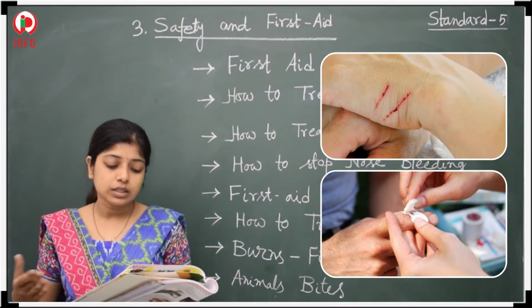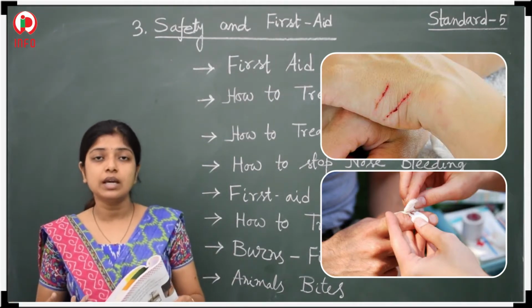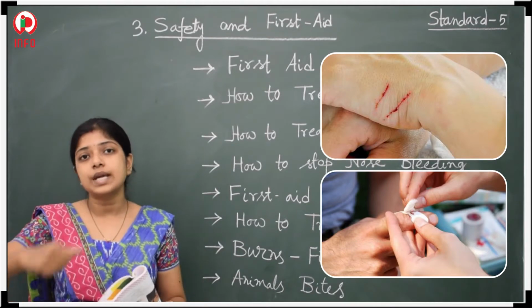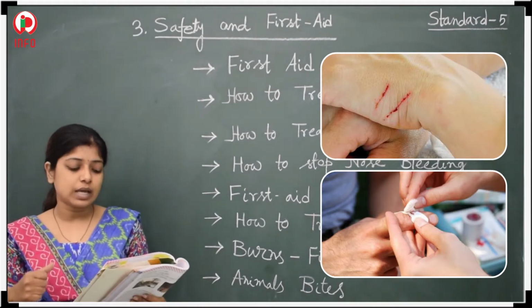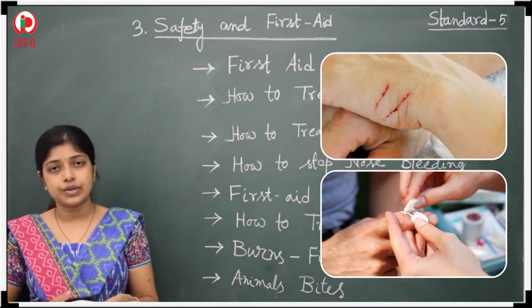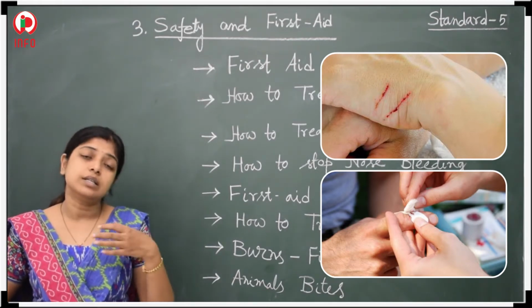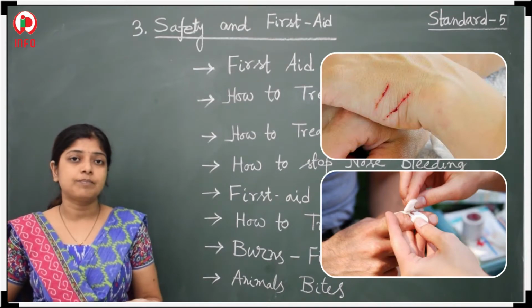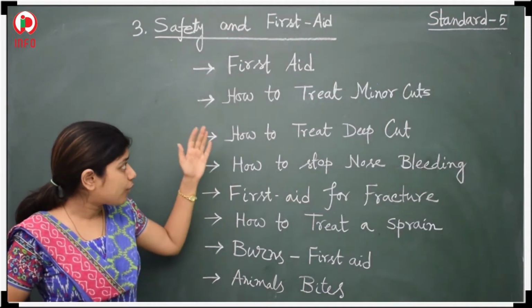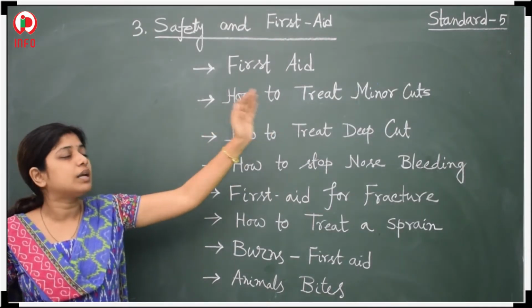Afterwards, what do you have to do? If it is bleeding, then you should dress it. You should bind it with a clean cotton dressing. In this way you can get a little relief. So this is how to treat minor cuts.